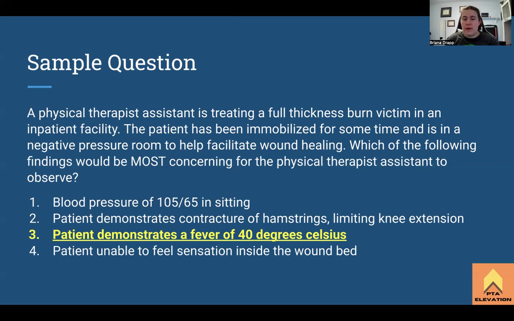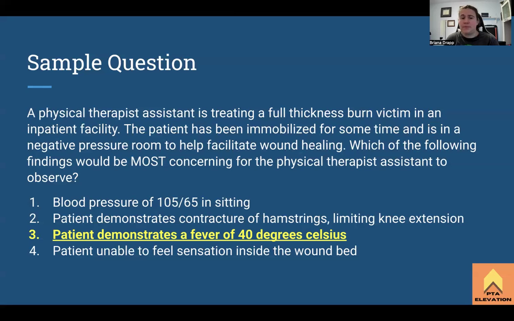So blood pressure 105 over 65 and sitting. Okay, I see people who weren't burned who have that. It's just a little bit lower blood pressure, but that should be enough that they're not passing out. If we're worried about them passing out, it's under 100. If that top number is over 100, we're not worried about passing out. So again, just a little bit lower blood pressure to be expected with this patient. Completely explainable, should be able to be fine. Cool. Demonstrates a contracture of their hamstrings, limiting the extension. Okay, this is concerning. We want to fix this. This is more concerning than number 1. It's going to really mess with their ability to walk and stuff like that.